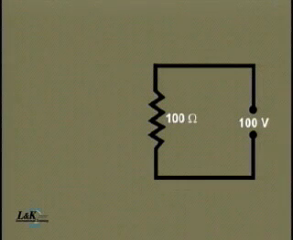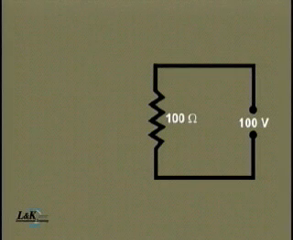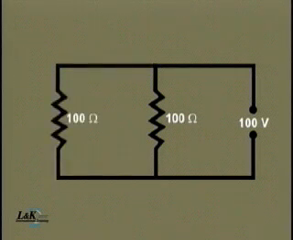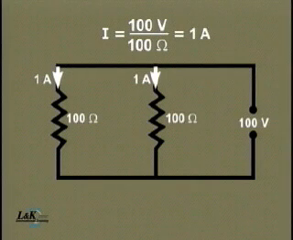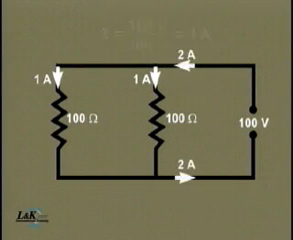Now that we have become familiar with this circuit, let's take the opportunity to practice more Ohm's Law calculations, this time with two resistances in parallel. In each branch, the flow of current equals 100 volts divided by 100 ohms equals 1 amp. The total current supplied to the two circuits is, of course, 2 amps.